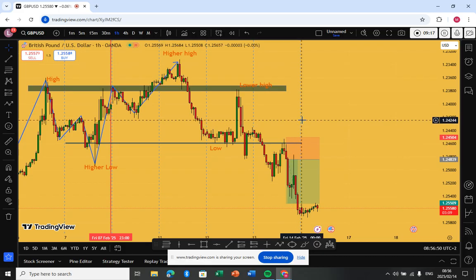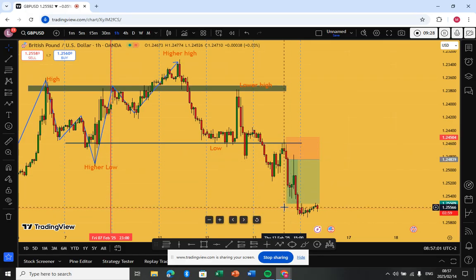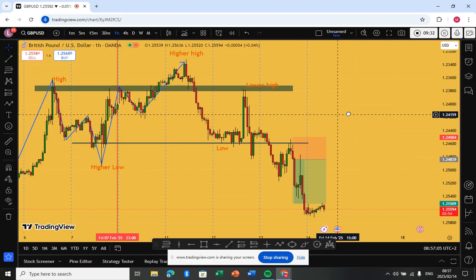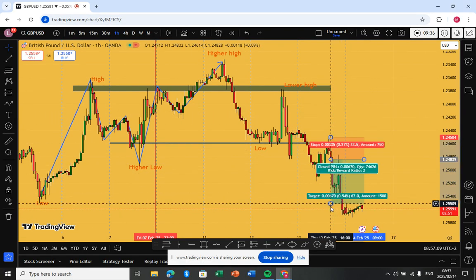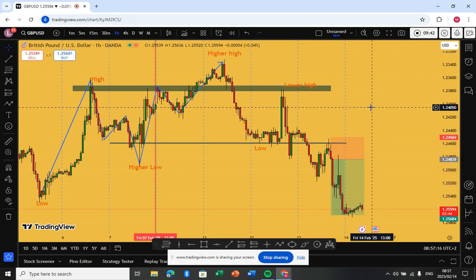After that, if I was sitting on my laptop, I'd definitely be sure that the market is willing to go down. Then the market did go down. On this, my minimum risk to reward is always 1 to 2, but I could have at least taken 1 to 2.5 here, I believe. Yes, 1 to 2.5. I could have taken that.